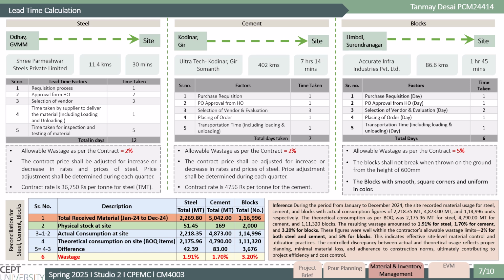Based on reconciliation data, it has been observed that all three materials remain within the allowable wastage threshold. The actual wastage recorded from reconciliation is 1.91% for steel, 1.7% for cement, and 3.2% for AAC block, reflecting efficient material handling and control on site.